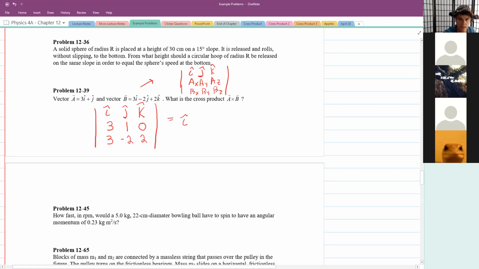So I have I, and I'm getting rid of the row and the column I is in, and I'm left with 1, 0, -2, 2. Then you're subtracting J. You're getting rid of the row and column J is in, so I'm left with 3, 0, 3, 2. And then plus K, and I'm getting rid of the row and column K is in, so 3, 1, 3, -2. And then you're just multiplying this out.